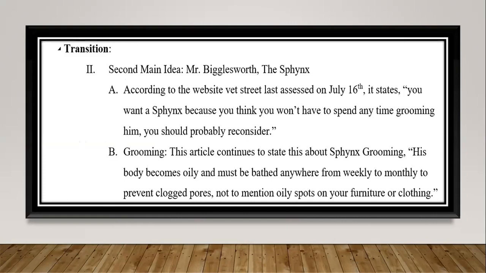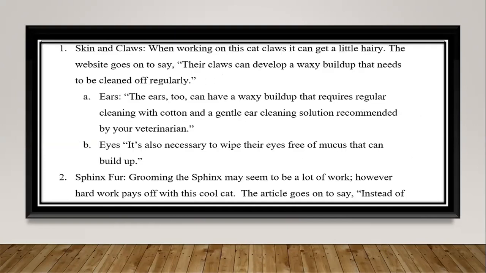Roman numerals, letters, and numbers need to be lined up under the first letter of the first word of the point above it. If you have an A, you must have a B. If you have a 1, you must have a 2.